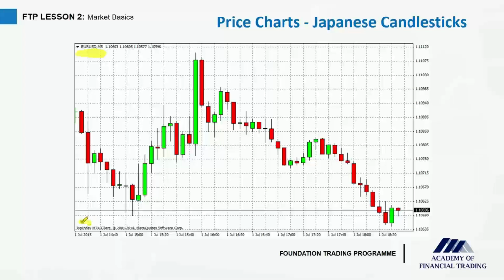And again, we can see this when you look down at the time element along the bottom of the chart. You can see that the entire chart is only representative of the 1st of July from mid to late afternoon, from 1400 hours in the afternoon right through to 1820 in the afternoon. That's the entirety of the chart because each candlestick is worth 5 minutes.